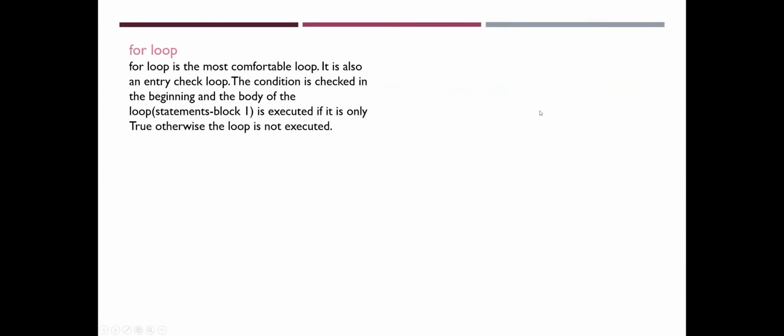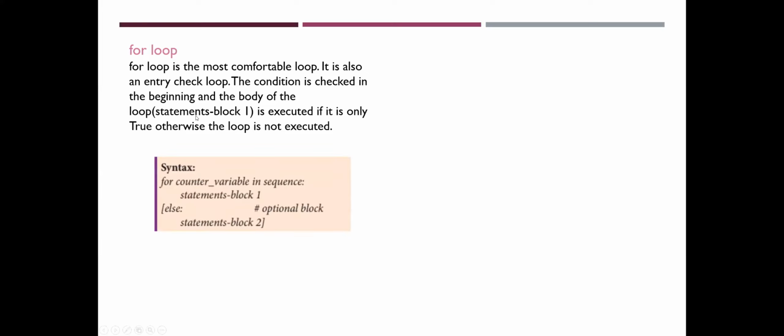Next, the for loop. The for loop is the most comfortable loop in every program. Instead of using while, we can also use for. We use the while loop when we have a Boolean condition to be checked. In a for loop, we have a range of conditions. The condition is checked at the beginning of the loop body. I already said that the for loop and while loop are entry check loops. It means it will check the condition at the entry itself and then the loop will be executed.